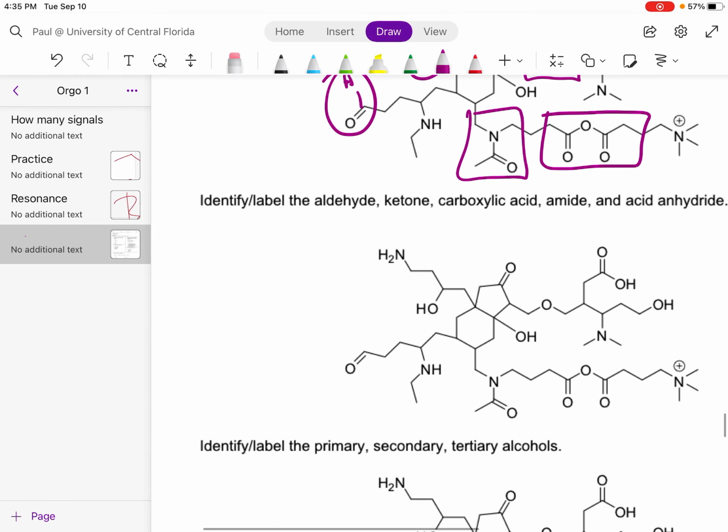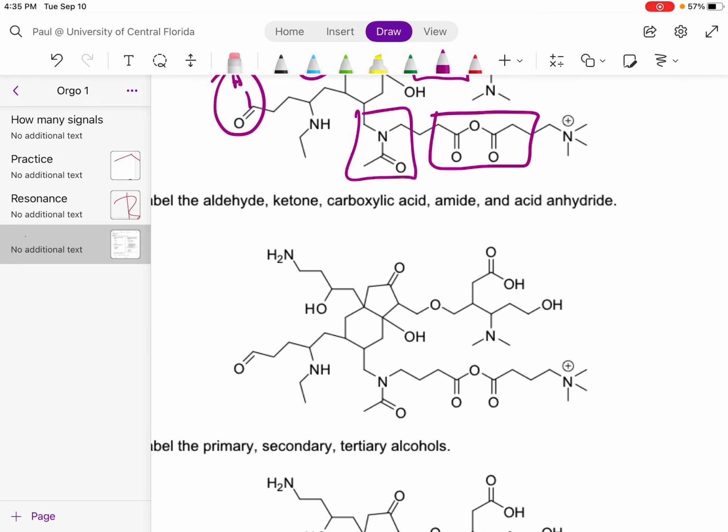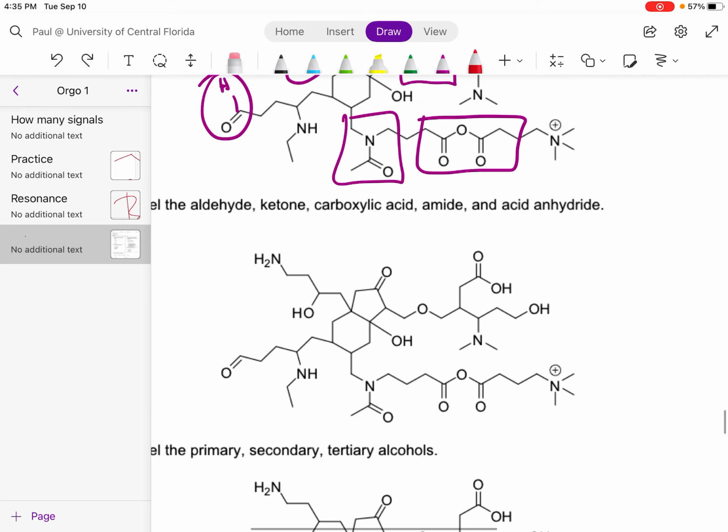Okay. Identify and label the primary, secondary, and tertiary alcohols. So this one right here, that is an alcohol, but what kind? Well, we look at the carbon that's directly attached to the oxygen and then count how many carbons are directly attached to that red dot. 1, 2. So that makes that a secondary alcohol.